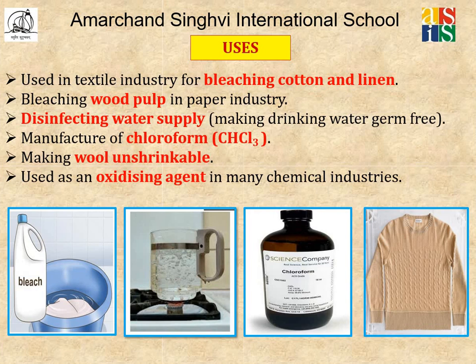Let's discuss the uses of bleaching powder. It is used in textile industry for bleaching of cotton and linen clothes. Also used for bleaching wood pulp in paper industry. Used for disinfecting water supply, which makes the drinking water germ free. Used in the manufacturing of chloroform. Also used as an oxidizing agent in many chemical industries and for making wool unshrinkable.